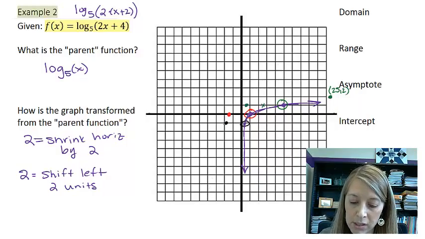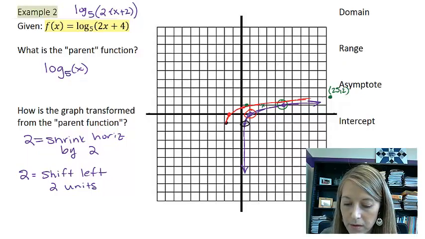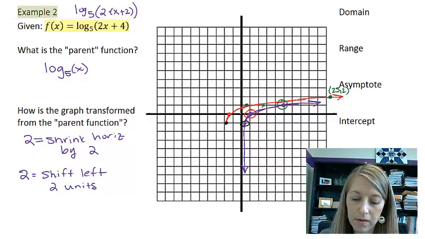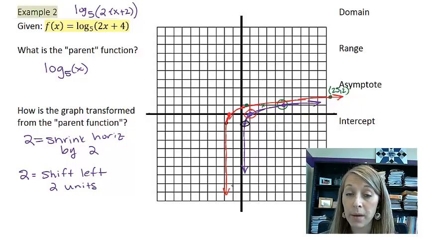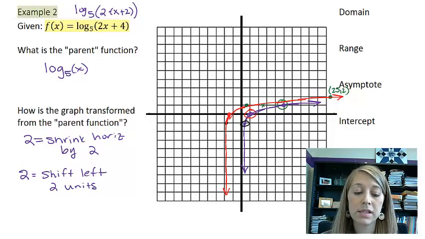Let me try and connect all these points in red. And so this is the shape of my log function. If you want to double check this by using your calculator, I encourage you to do so. You just need to remember to use your change of base formula, because this is base 5, so you need to convert it into base 10.